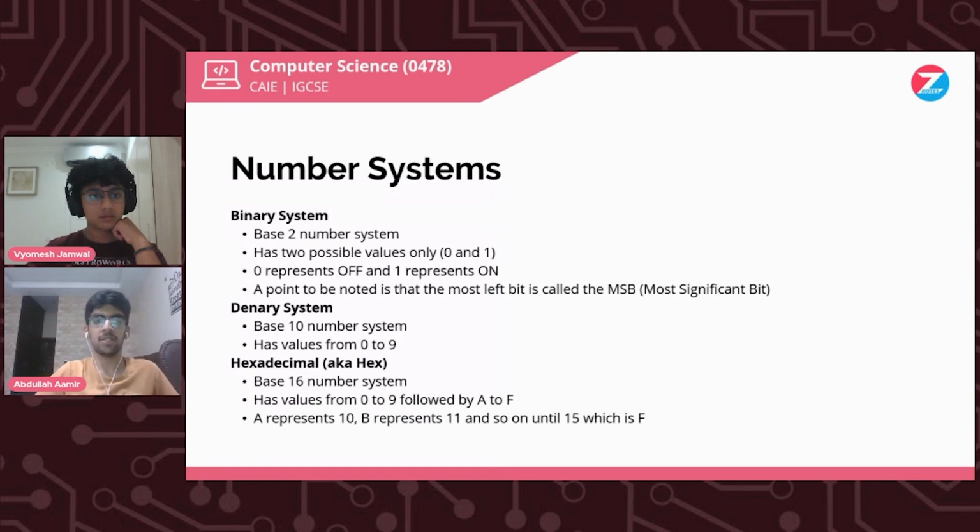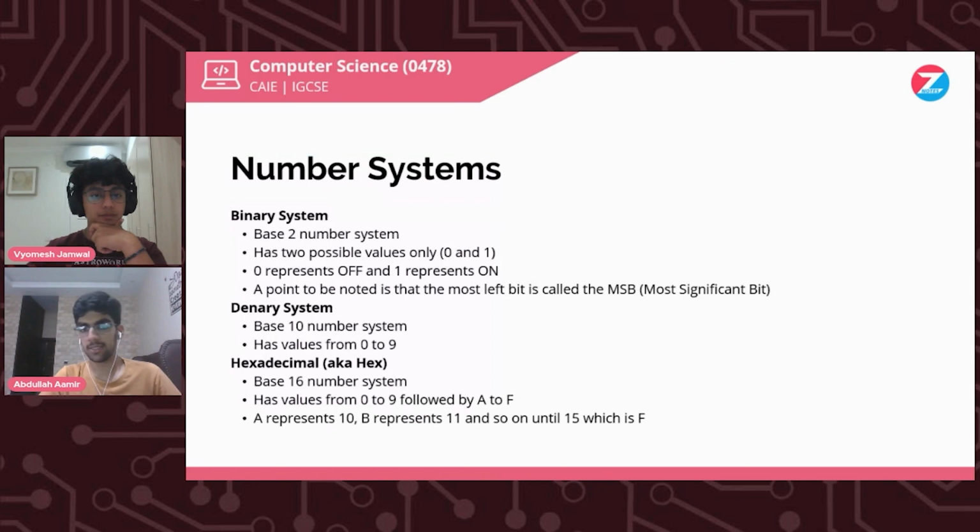So basic things first, the binary system is the main system a computer uses. It is a base 2 number system, which means it can only have two values, 0 and 1. Any other number cannot be represented. If we're referring to a value being off, it will be 0, and if something is on, it will be 1.